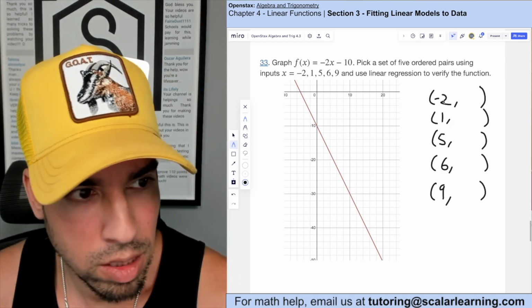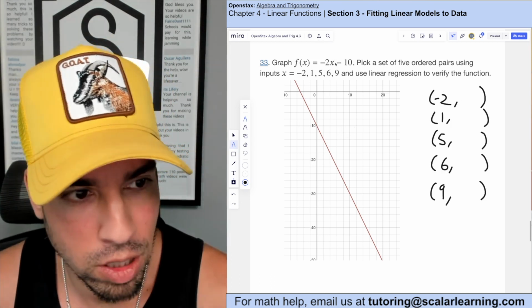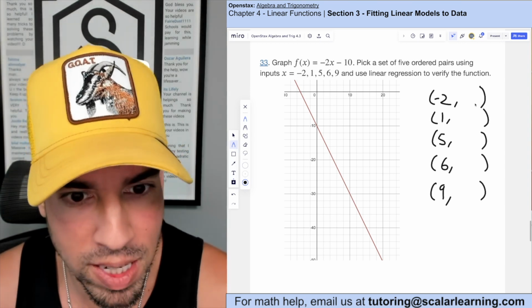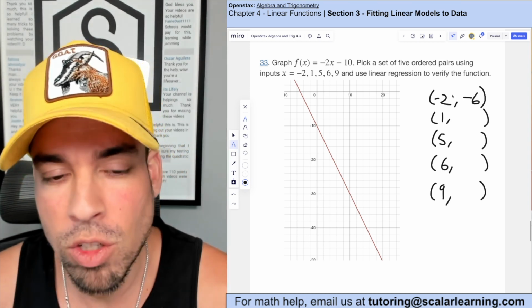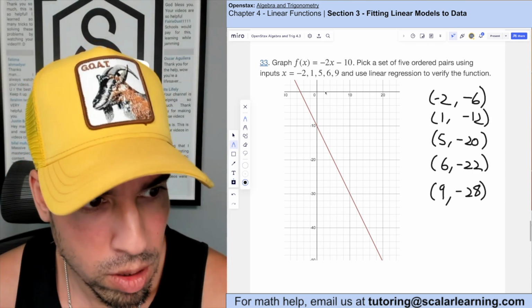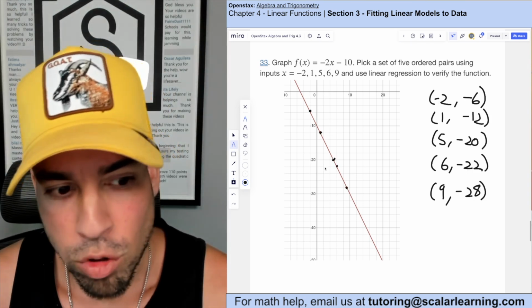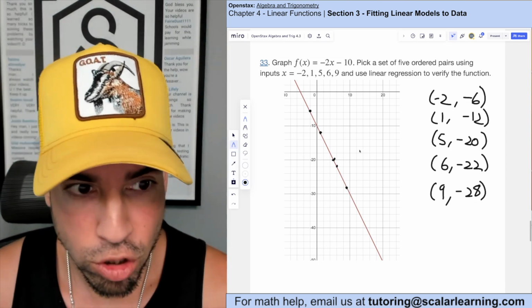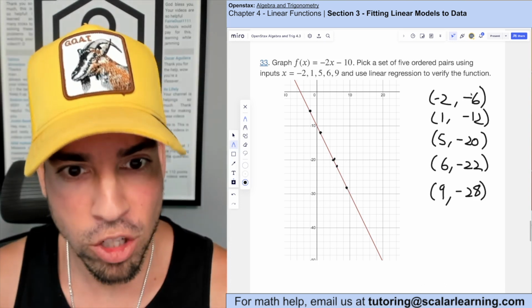So now as we plug these in, we're just going to plug them into the top function here, right? Negative 2 times negative 2 is 4, minus 10 is negative 6. And we're going to do the same with all of these values, plug and chug. So here are the coordinates, and we're going to plot those out just so you can see. Those are the points, and they lie right on that line, which looks awesome. Now we're going to use linear regression to verify the function.